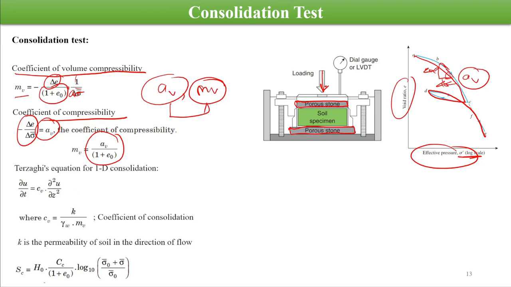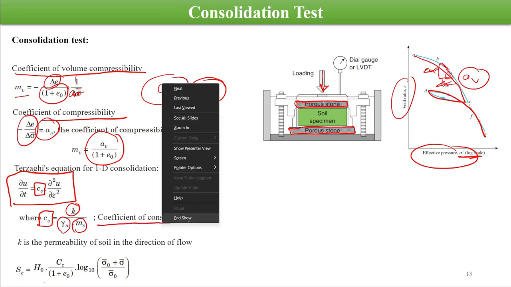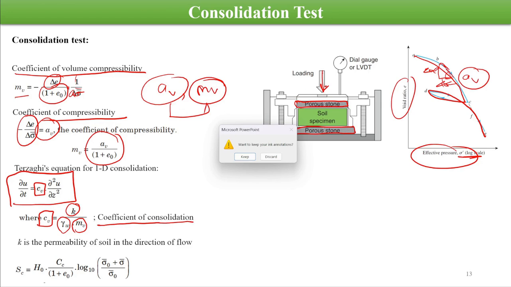To understand the behavior of consolidation, Terzaghi has given this equation. From this equation we'll obtain that there is one more constant which comes into the picture, that is called CV. The value of CV, from the derivation, if you remember, will be equal to K, that is permeability, upon the unit weight of water multiplied by the coefficient of volume compressibility. So this CV is called the coefficient of consolidation.